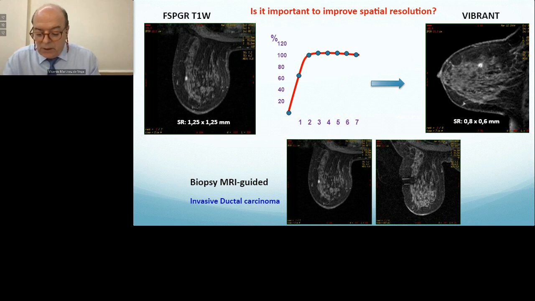By this time, we were testing Vibrant, a parallel imaging sequence that increased temporal and spatial resolution, and we repeated the exam 3 days later using this sequence with spatial resolution 0.8 by 0.6 and temporal resolution of 1 minute for bilateral acquisition. As you can see, the small nodule appeared totally different with microspiculated margins and rim enhancement consistent with malignancy. That was confirmed after MR-guided biopsy. So here you can see the importance of improving the spatial resolution.